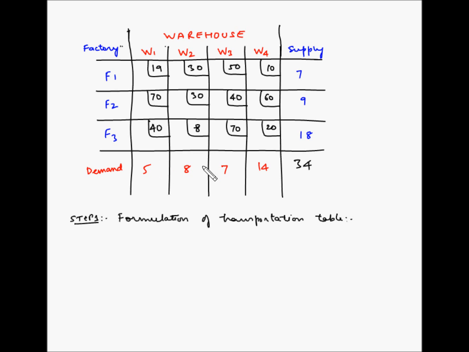Now we have already been given the transportation table. However, in this transportation table, we need to check if the total supply and demand are equal. If they are equal, then the problem is said to be balanced. However, if they are not, then a dummy origin or destination is added to balance the supply and demand.